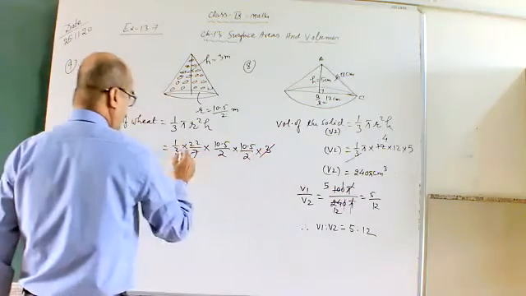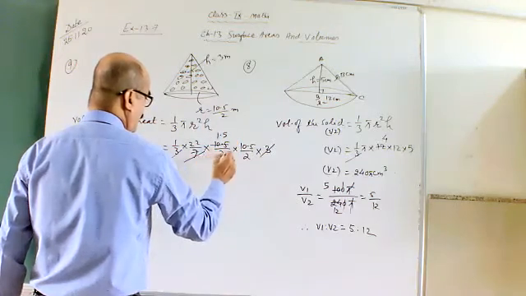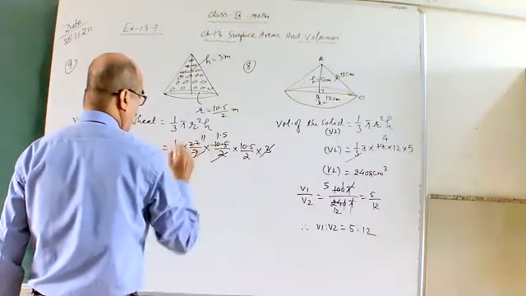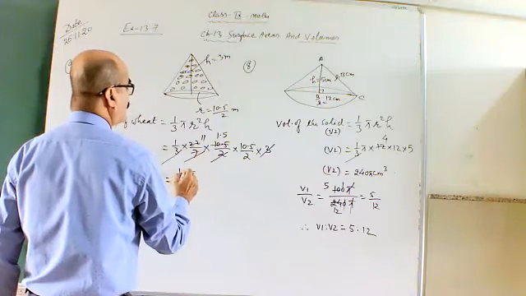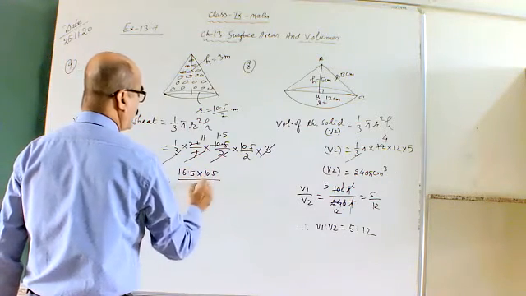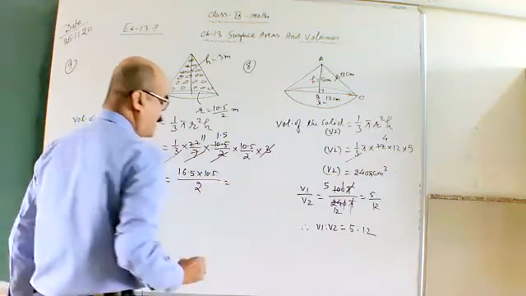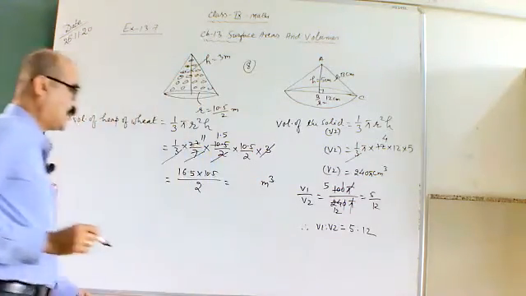So 3 cancel, and 7 ones are 7, 7 fives are 35, and 2 into 11. So that will be equal to 16.5 into 10.5 by 2. So you will divide it, you will get the answer in meter cube. I hope you can do.